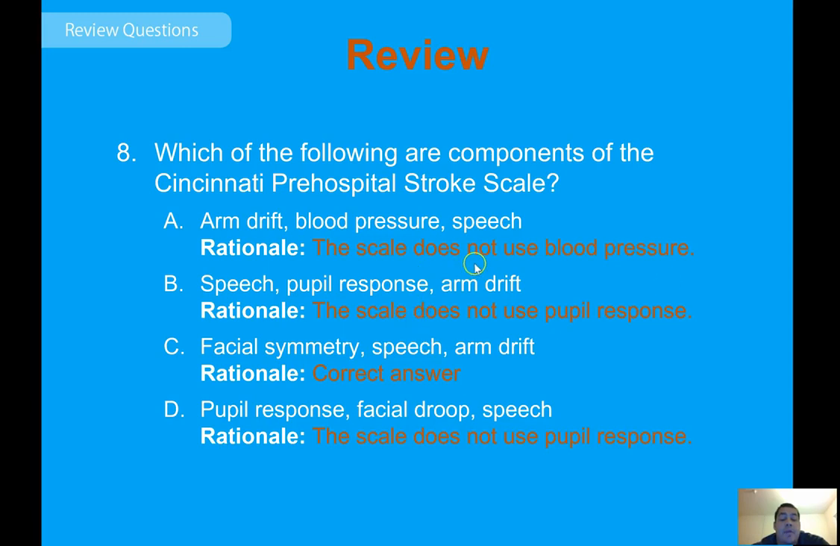Blood pressure, yeah, that's part of your assessment, but that's not part of the Cincinnati pre-hospital stroke scale. Pupil response, also the same thing. It's part of your assessment, but not part of the scale. But it is a good indicator of seeing if a patient does have some type of bleed or aneurysm in the brain, that their pupil is blown.